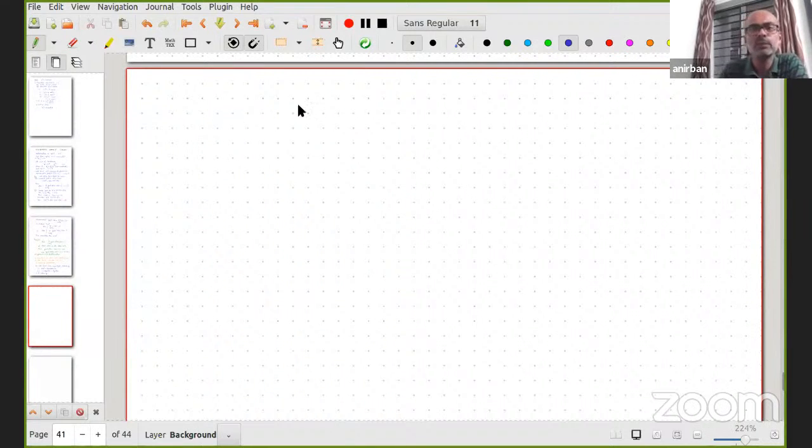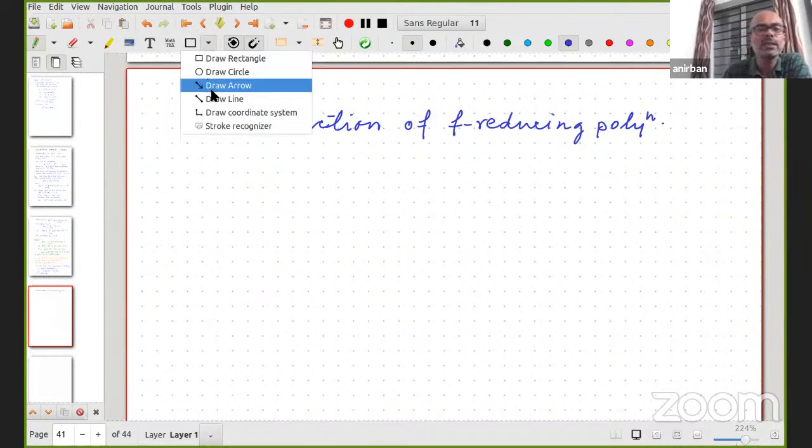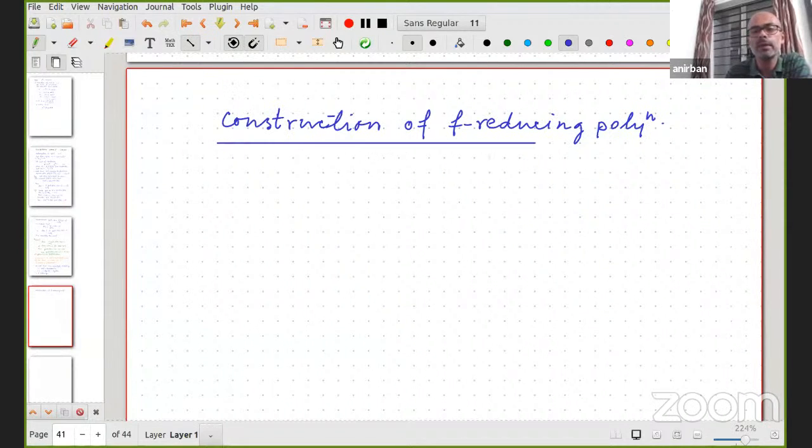So construction. I would just write a title like construction of f reducing polynomial. And our initial assumption, whatever we started with, remains. Namely, f is a square free polynomial, so when we factorize, it will factorize into distinct irreducible polynomials, and it is monic. So these two assumptions are with us.